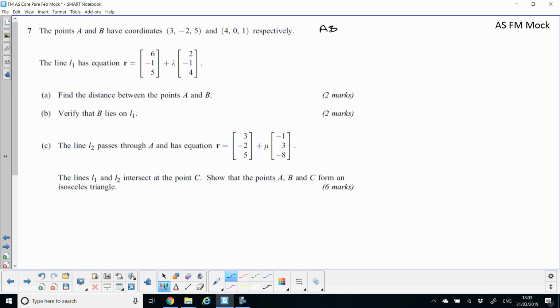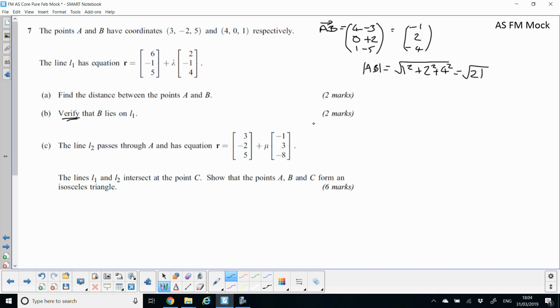If you're thinking in terms of vectors, you can just find the vector AB. So that's going to be 4 subtract 3, 0 take away negative 2, 1 take away 5. And then all we're going to do is find that distance. And that's root 21. You can do all that in one step if you want. It's just finding the difference between each part of the coordinates and doing some Pythagoras, but in 3 dimensions. That's the extra bit.